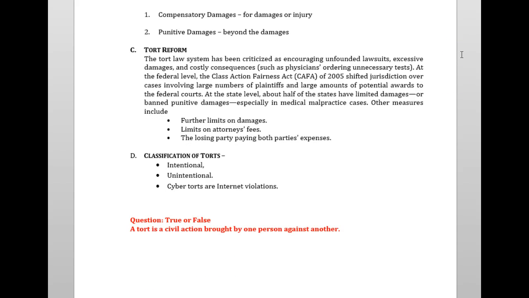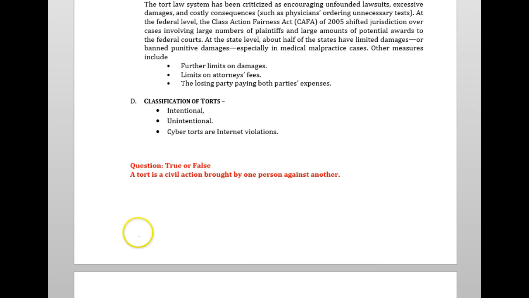So here's a question for you, true or false? A tort is a civil action brought on by one person against another. True or false?